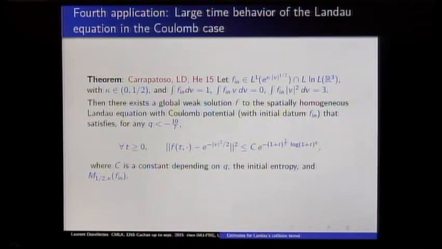Then this quantity decreases like this function here, which is basically like exponential of minus t to the 1 over 7. So you have a convergence which is not exponential, but which is better than any polynomial, okay, which is already not that bad.